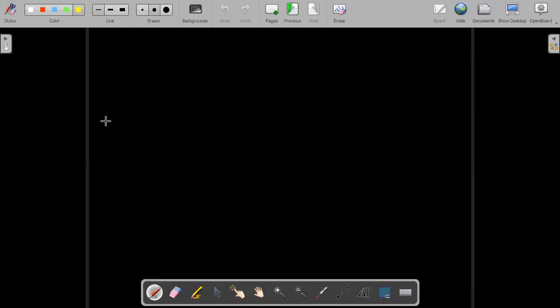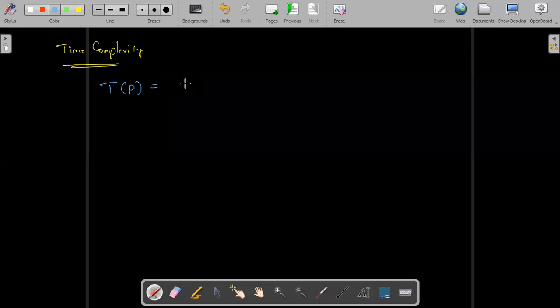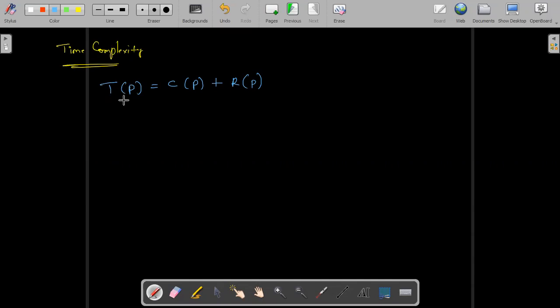We talked about all this. What do you mean by time complexity? How do you get the time complexity? That is exactly what I'm talking about here. Please understand, these lines are very important. Time complexity is equal to the combination of compile time plus runtime. When you do these two, then only you get the time complexity. That is what I wanted to say.